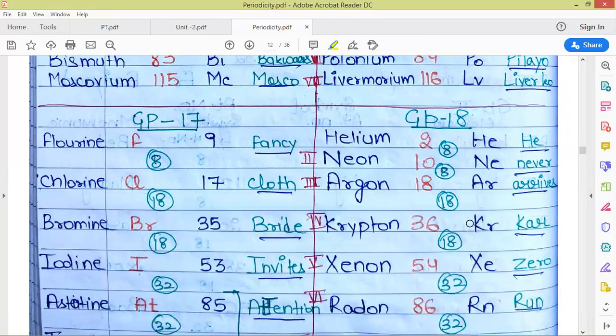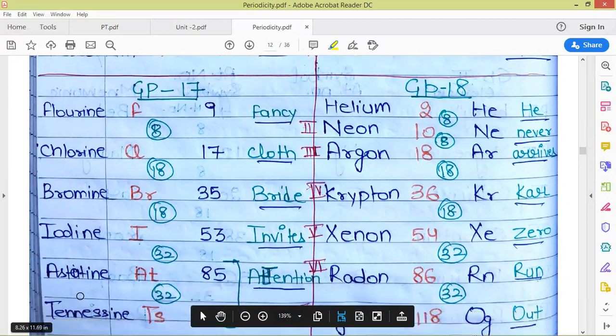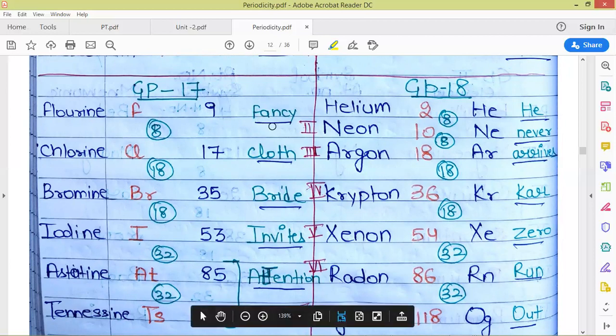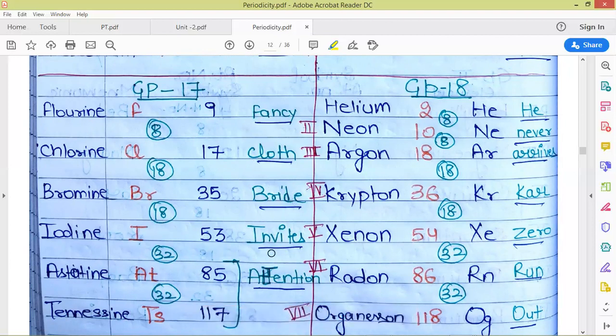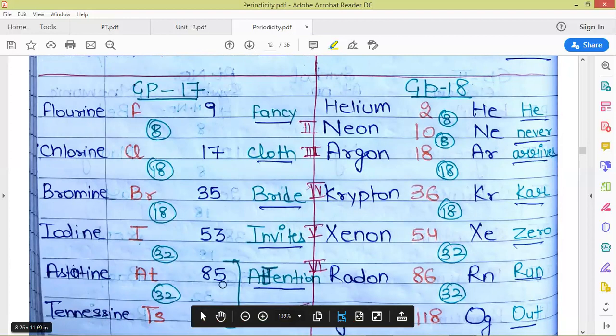Next we have group 17. These are the elements, also called halogens. Here it is all about a bride getting dressed. The mnemonic for this group is: fancy cloth bride invites attention. F for fancy, CL for cloth, BR for bride, I for invite, and AT and TS have been combined in the form of attention. AT, TS is astatine, tennessine. So it makes: fancy cloth bride invites attention.